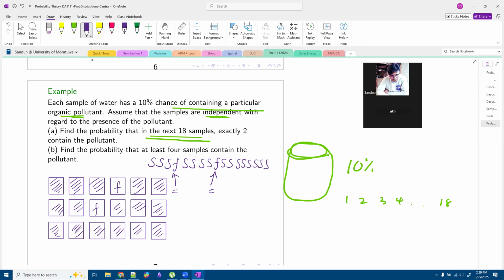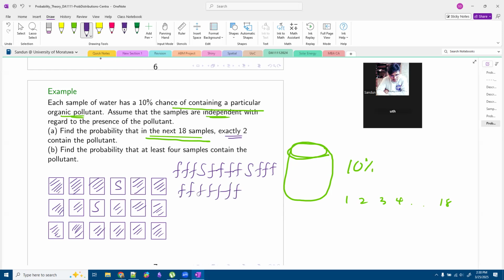So when exactly 2 contain the pollutant, those are our successes, so the definition has to be changed a bit. Instead of F, I will write S here, because success is having a pollutant. We are looking for the pollutant count, so having the pollutant is a success. If it were the other way around, you could define it as a failure. So in other words, you have F, and this is an S, then F, F, then F, F, S, F, F, F, and the last part, F, F, F, F, F, F. These are the successes where you find the pollutant.